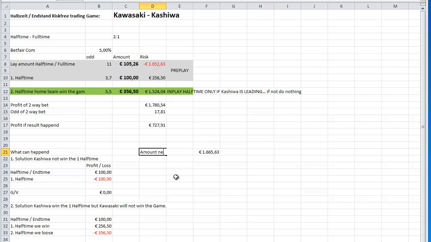Oh, I'm sorry, it is in German. In English, you need for this game a total stack on your Betfair account of 1,665.63 so that you can place all bets without any troubles. For the first bet, you have a liability of 1,052.63, here you need 100 euros, and here you need 356.50. So these three amounts are a total of 1,665.63. But now let's have a look at our what-if situations.